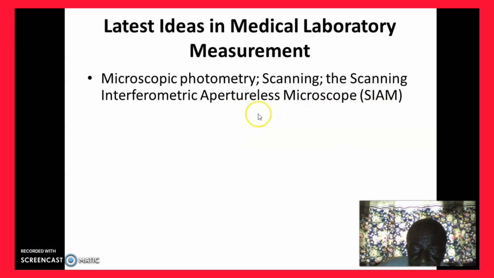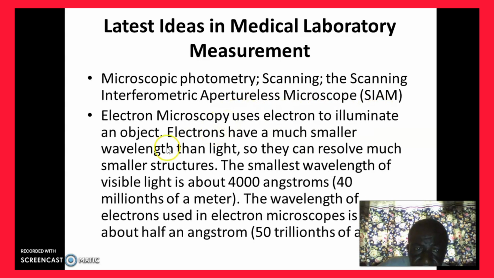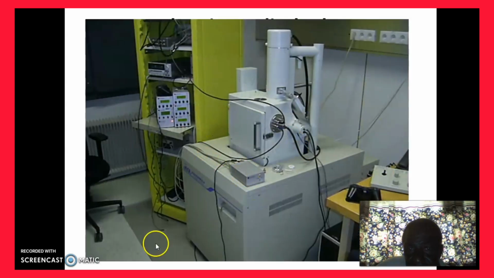Now the latest idea in medical laboratory measurements, you can talk of microscopy, photometry, scanning, the aperture and the SEM. The electron microscope uses electrons to image an object. Yes, electrons have a much smaller wavelength. So you are still talking of wavelength than light. So they can resolve much smaller structures. The smaller wavelength of visible light is about 4000 Angstrom, that is in meters. The wavelength of this is 50 trillionth of a meter. So this is the electron microscope itself.